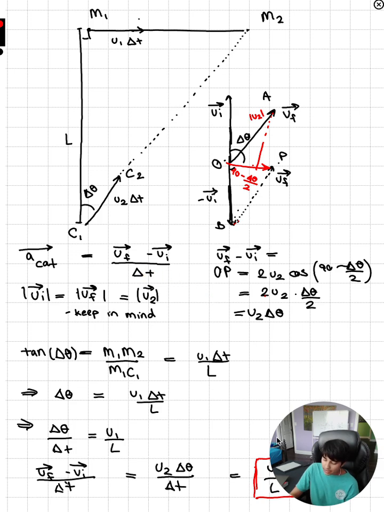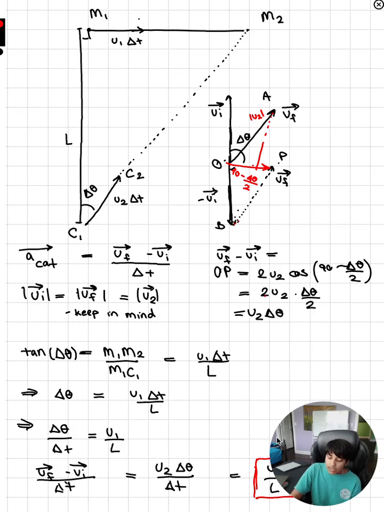Okay, now that we know what uf minus ui, or OP, is, we need to now find that with respect to del t. When we divide that expression, we get u2 times del theta over del t, but we don't know what this del theta over del t really is, do we? So we really need to find what that expression is before we can get our final answer. Well, how do we find this?